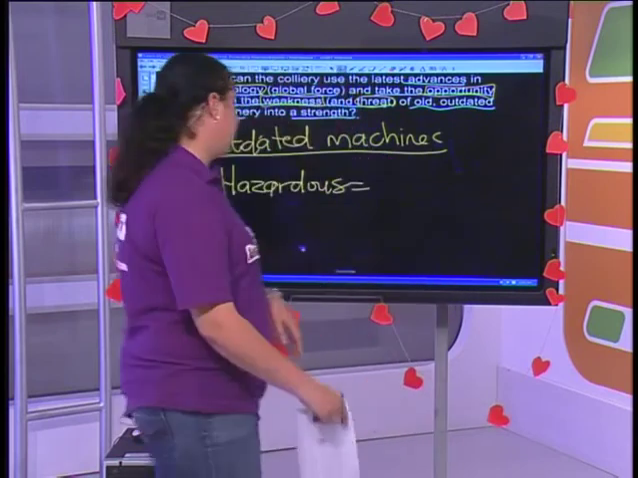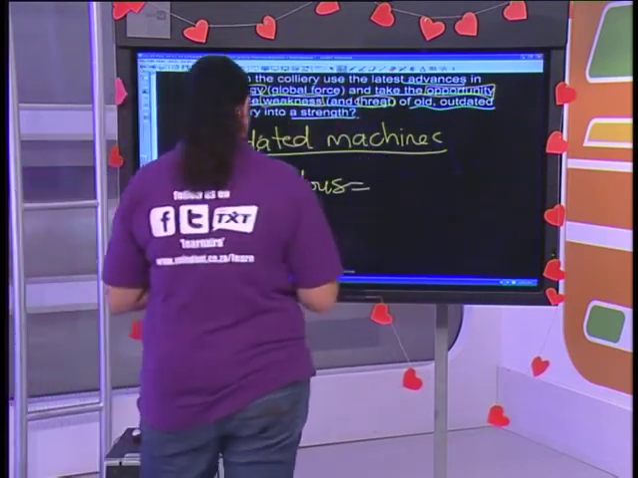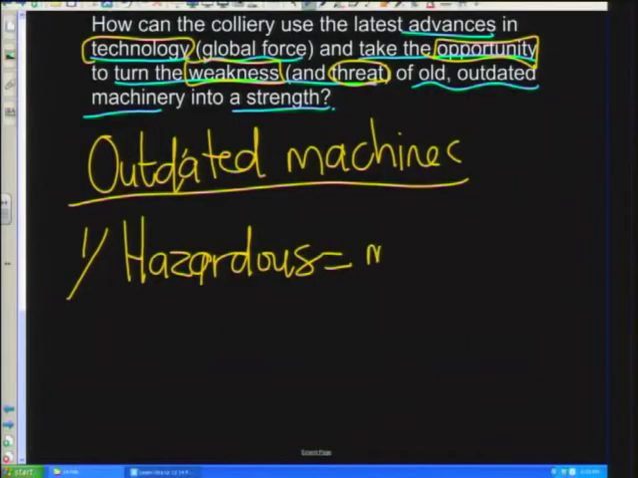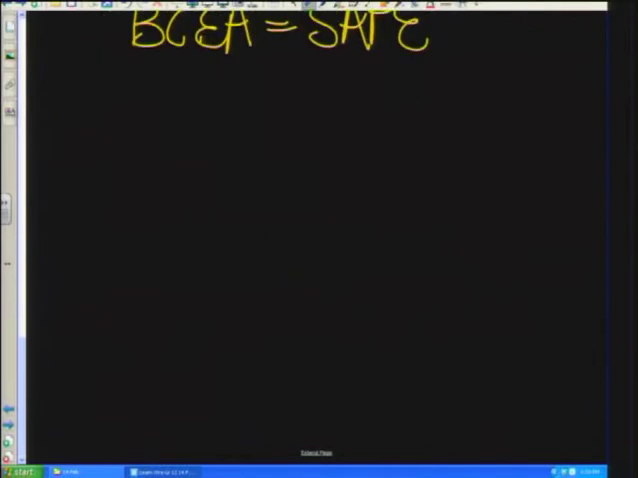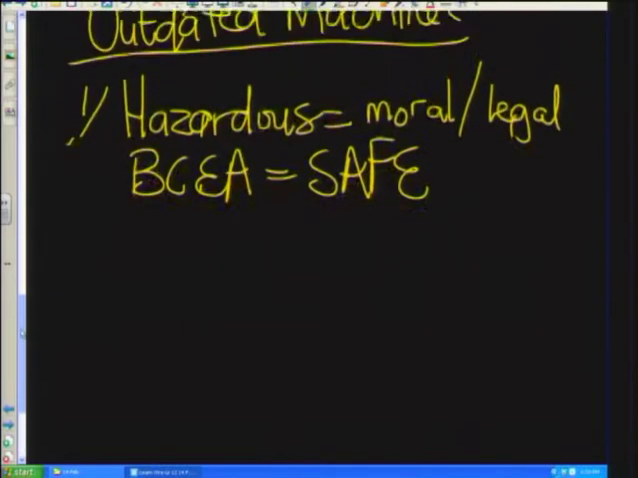So let's get this down. So it's hazardous. So it's not only a legal thing, but it's a moral issue. So it's a moral and legal issue. And with this, they have to make sure, because of the Basic Conditions of Employment Act, that your workers are safe. Because remember, a safe worker is a hard worker, and that's really what you want out of your workers at the end of the day.